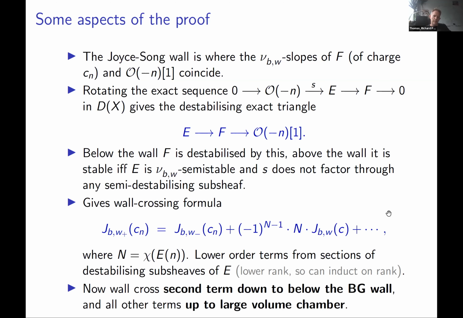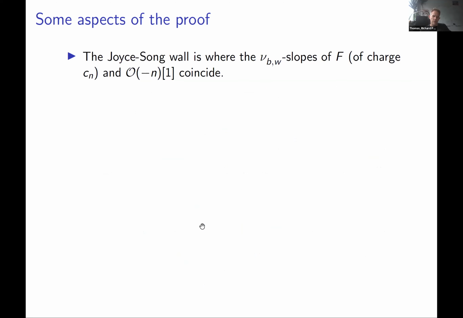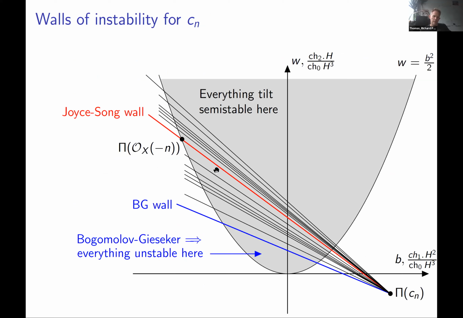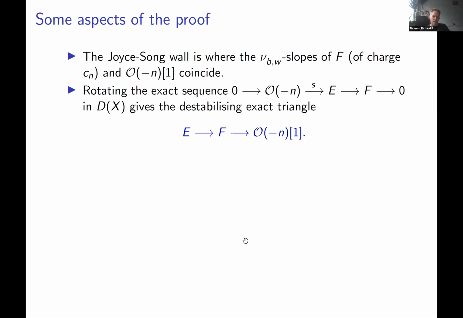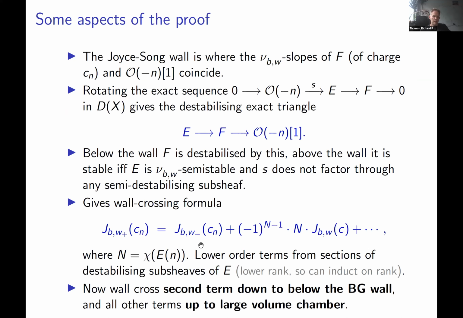Okay, and now we take this formula, and we will wall cross this term. This was counting sheaves below the Joyce-Song wall. We wall cross that down to below the BG wall. I'll show you the picture again. Okay, so we wall cross from just below this red line all the way down to here, where the invariant becomes zero because there are no semi-stable sheaves there. Okay, so eventually this will become zero. But each time we do a wall crossing, some shrapnel will be generated. All right, but we will try to control that and show it's lower order terms in some sense. So this will become just dot, dot, dot. This will become small.